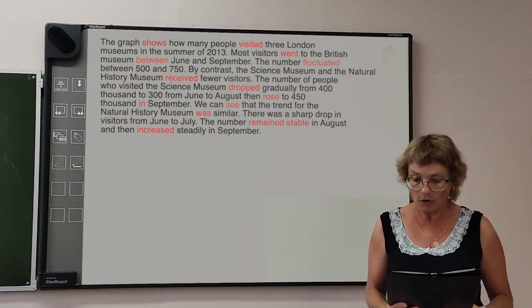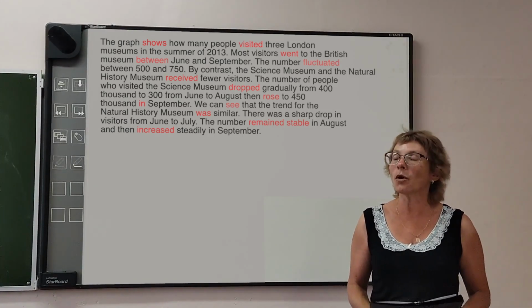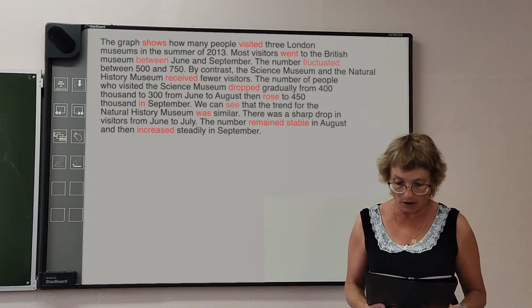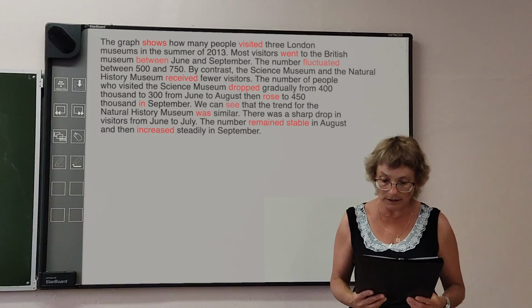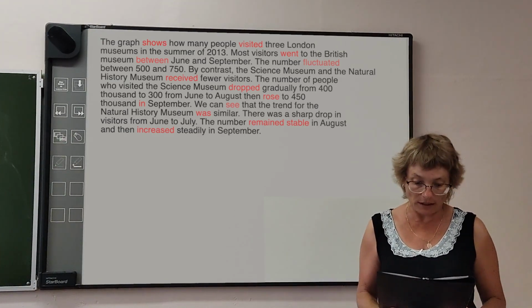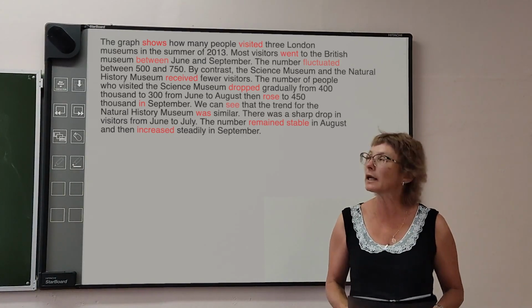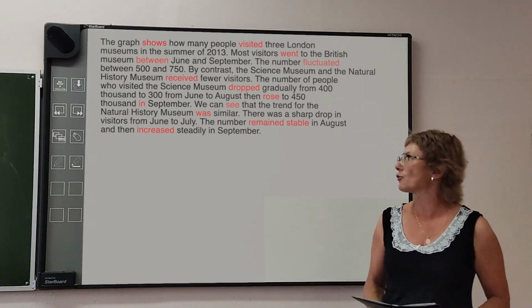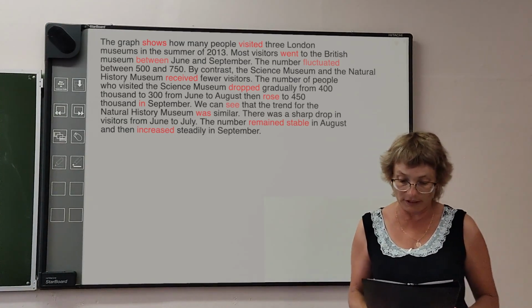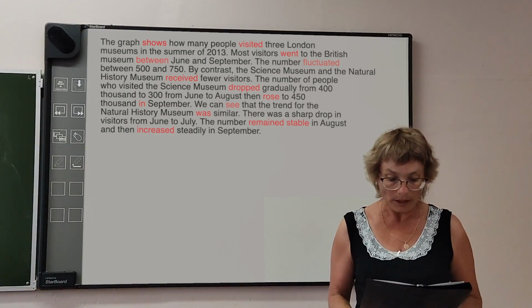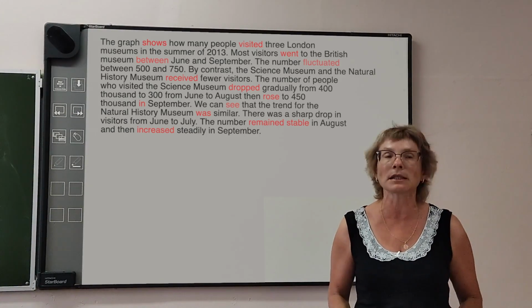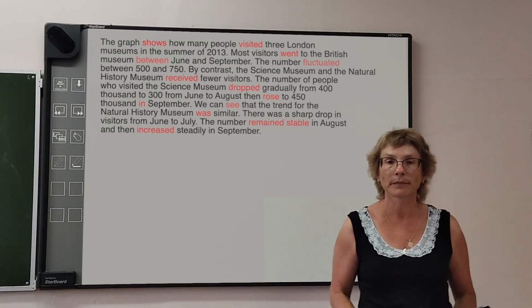The number of people who visited the Science Museum dropped gradually from 400,000 to 300,000 from June to August, then rose to 450,000 in September. We can see that the trend for the Natural History Museum was similar. There was a sharp drop in visitors from June to July. The number remained stable in August and then increased steadily in September.